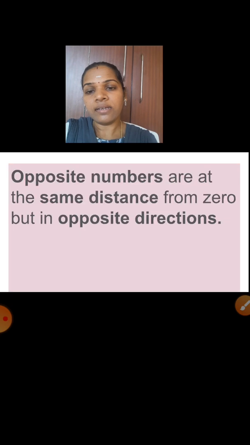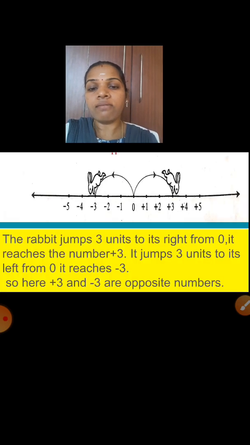Are you ready? First of all, what is meant by opposite numbers? Opposite numbers are at the same distance from 0 but in opposite direction. You have to imagine a number line. So opposite numbers are at the same distance from 0 but in opposite direction. Children, see here, one number line I have given in this slide. Can you see this number line?